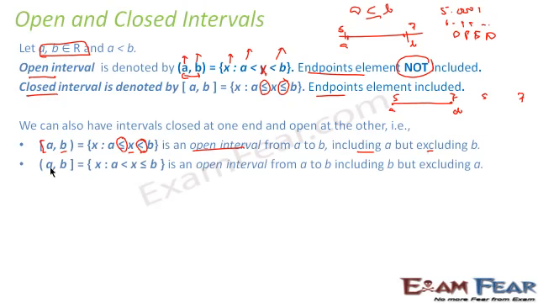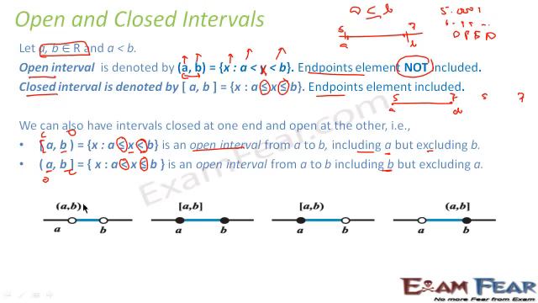Similarly, the other way around, here A is open, B is closed. This one is open, this one is closed. Here B is included and here A is included. So this is how it is represented. For open, this dot is blank, there is nothing, it's white. And for closed, this dot is a dark dot or black.